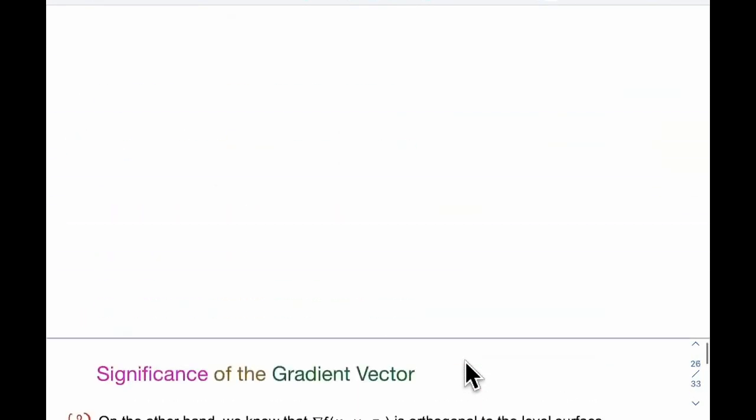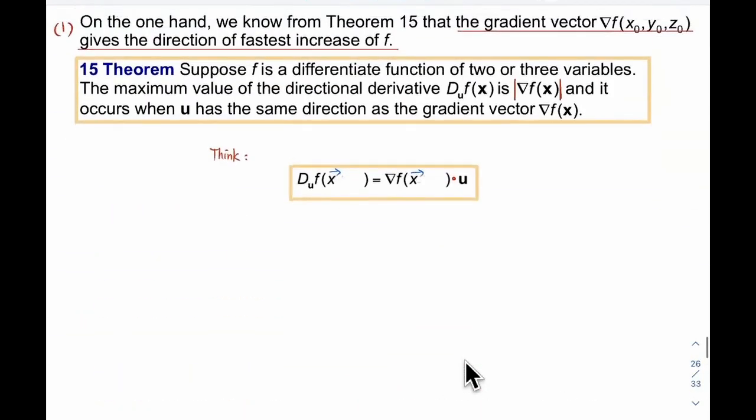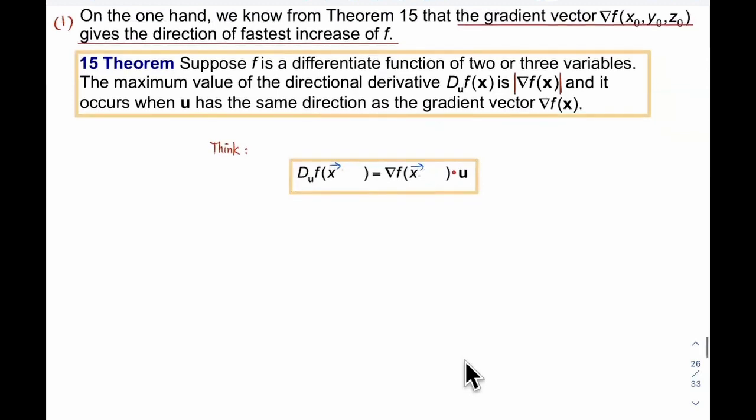Significance. Okay, so that was the first significance. It gives you the maximum directional derivative.